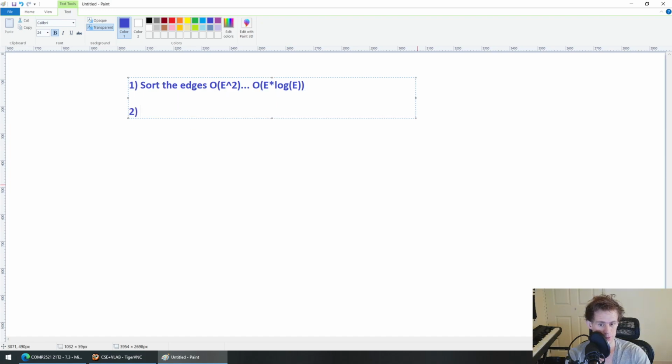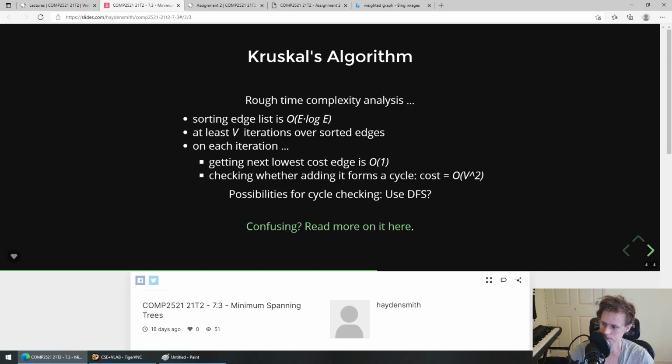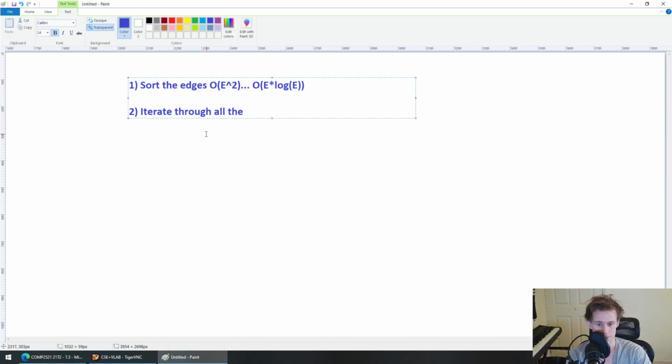The second thing we have to do is iterate through all the edges, but we only have to iterate V minus 1 times, right? So we want to iterate through all the edges until we reach the end. So that's O(V minus 1), which is O(V). That's because if you have a graph of 8 nodes, you're going to have to do at least kind of 8 checks of the edges. Obviously more, like that could technically blow out to O(E), but there's a generalization here.